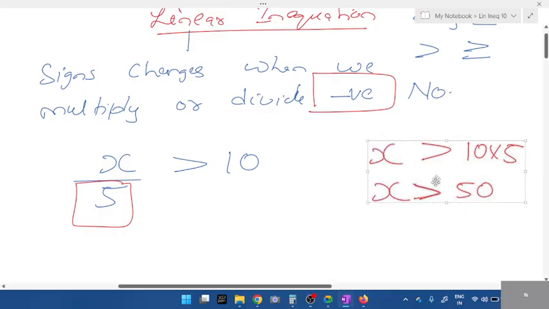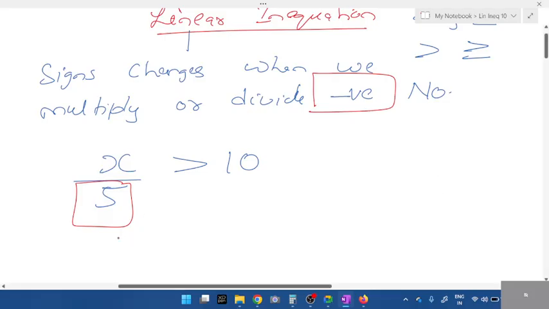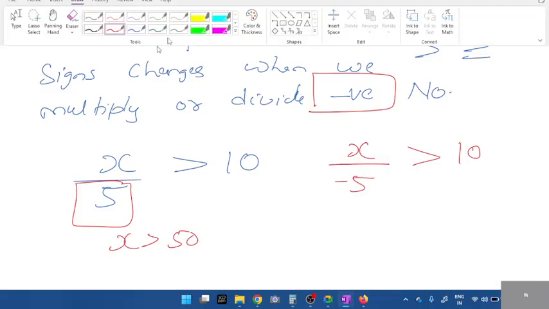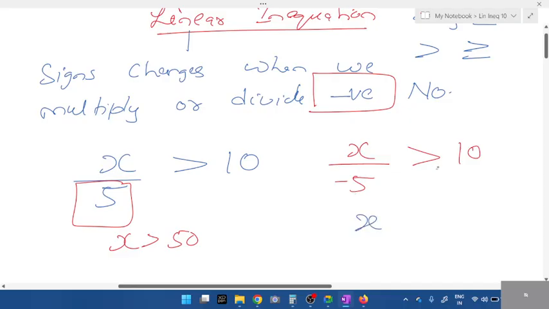Whenever you are multiplying, the sign will not change. It remains as it is. The answer is x is greater than 50. But the same thing, if I divide by a negative number, now minus 5 goes to the other side. 10 into minus 5 multiply. What happens to the sign if I'm multiplying with a negative number? Greater than symbol becomes less than. x is less than, 10 into minus 5 is minus 50.